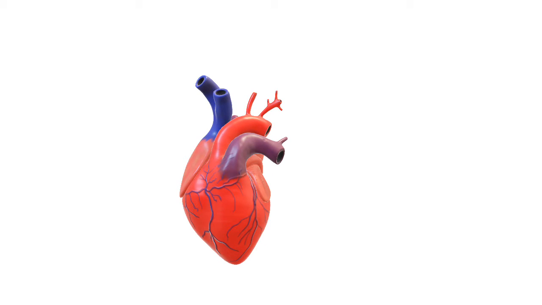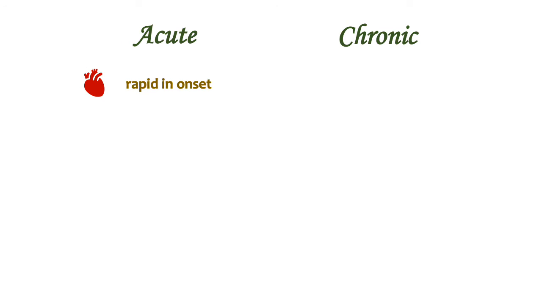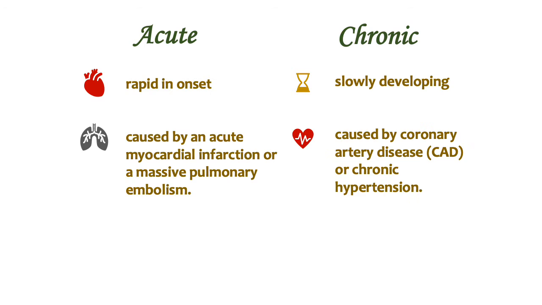Heart failure occurs when the heart cannot pump enough blood to meet the body's metabolic demand. Heart failure could be divided into various types based on the disease progression, the type of dysfunction, and the location of the heart failure. Based on the disease progression, heart failure could be divided into acute heart failure or chronic heart failure. Acute heart failure is rapid in onset, and it is often caused by an acute myocardial infarction or a massive pulmonary embolism. Chronic heart failure is slowly developing, and it is caused by coronary artery disease or chronic hypertension.